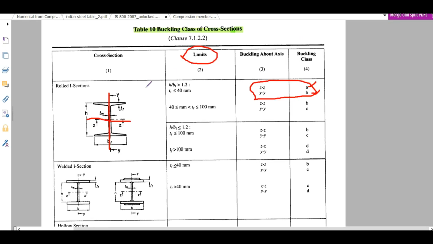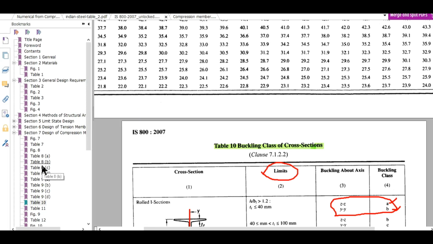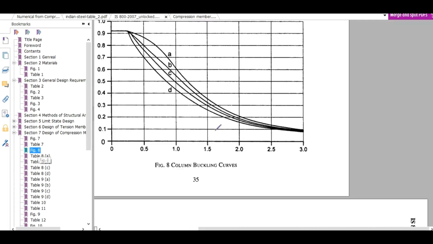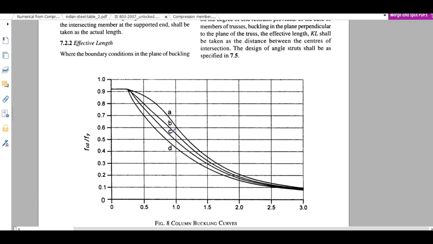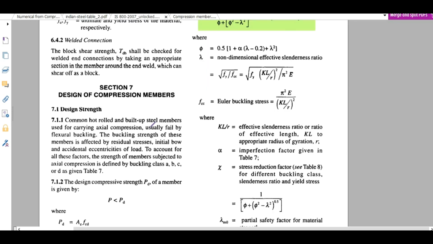Now go to this figure 8. These are the A, B, C, D buckling classes. Now let us understand the design parameters or design guidelines for a compression member.